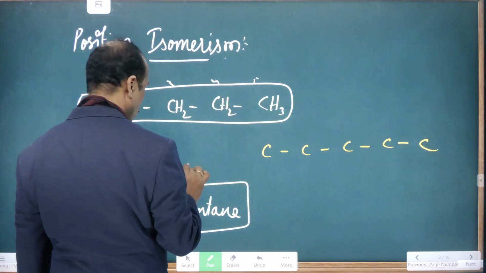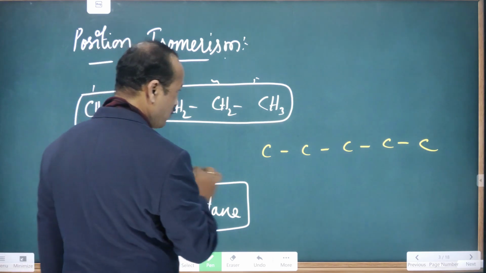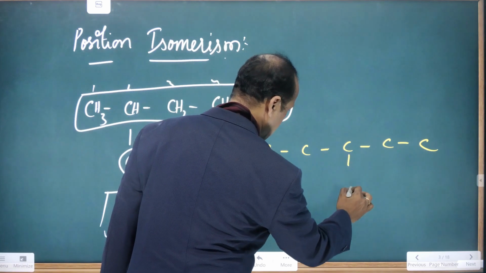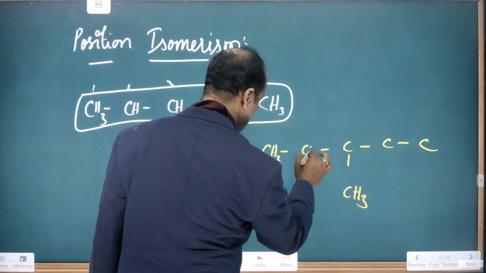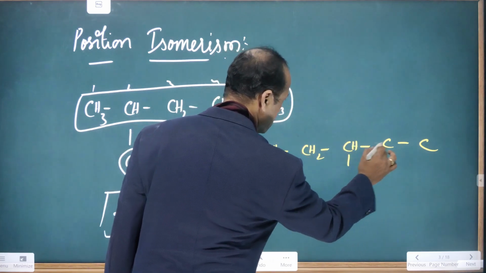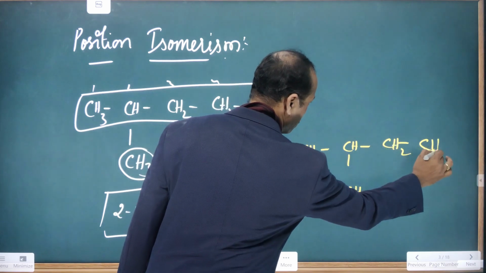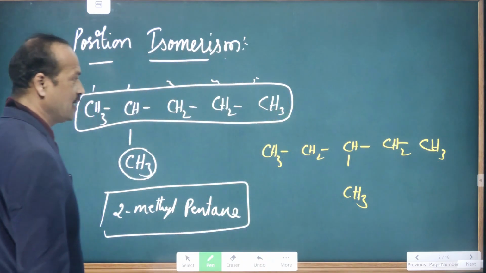Right. So now here one methyl is there. So this methyl, what I do? I write the methyl here, CH3. Right. So CH3, CH2, CH, CH2, CH3. Right. So now what is the name of this one?